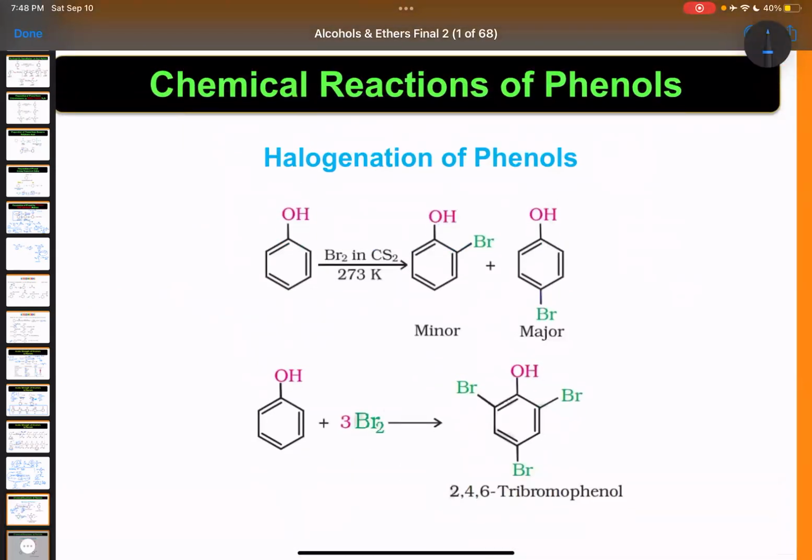Yeah. And bromination, this is very, very important. Is it clear? And this is a test for the phenol. So when you take bromine water, you get a white precipitate. Clear? But if you take bromine and carbon disulfide, only one bromine gets connected at a time, either at ortho or para position. Why? What's the reason? This is also a very standard question asked many times.